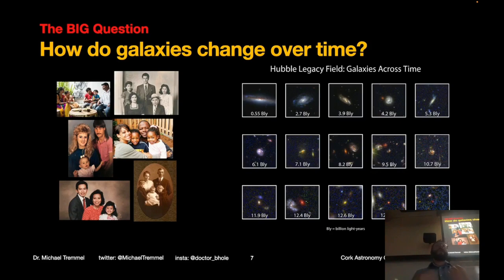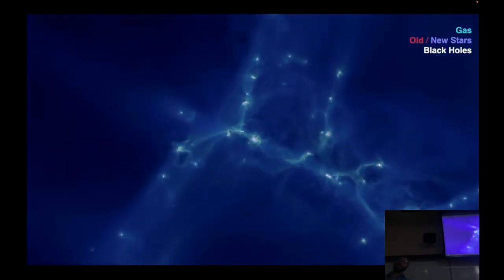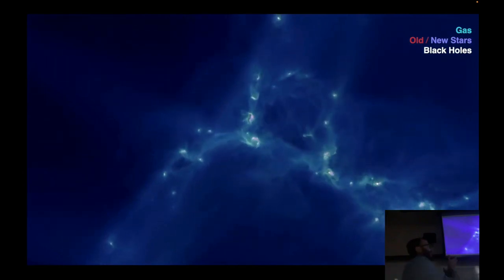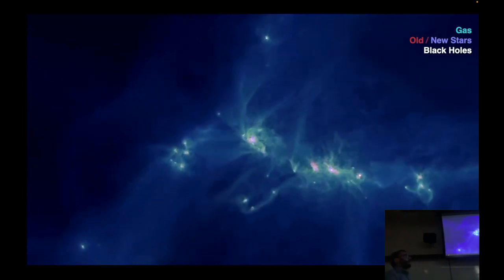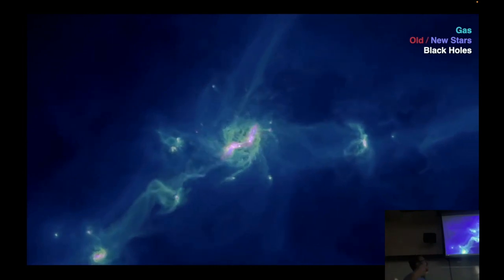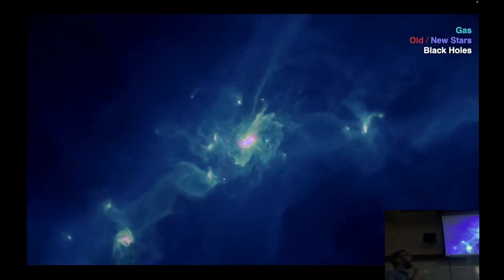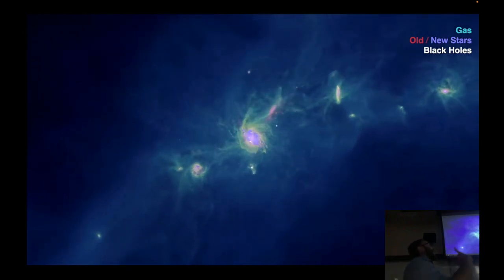And that's exactly where simulations come into play. Because unlike observations, when I can look at a galaxy and I only see a single object at a single place at a single time, with simulations, we can actually watch galaxies evolve over time. So this is an example of one of these simulations of a single galaxy evolving from the very early universe, when it was just a few tiny galaxies merging together, and growing up over time, you'll start to see something that looks more and more like what you typically think a galaxy looks like.